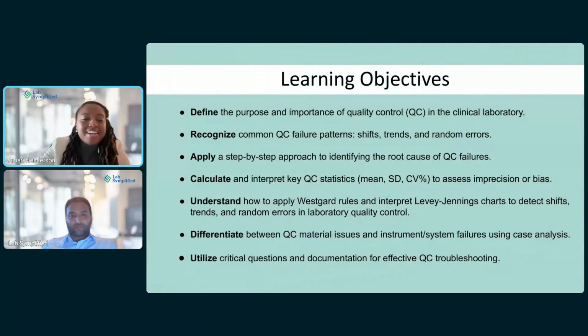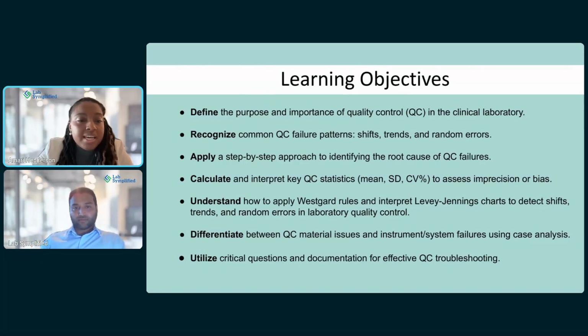All right, so these are some of the learning objectives that we will cover today. We'll define the purpose of quality control. We'll recognize the common failures, the reasons for shifts, trends, and random errors. We'll apply a step-by-step approach. I'm going to give you some step-by-step tools and tricks that you can use to pinpoint QC issues in a manner that's fast and doesn't affect patient care.